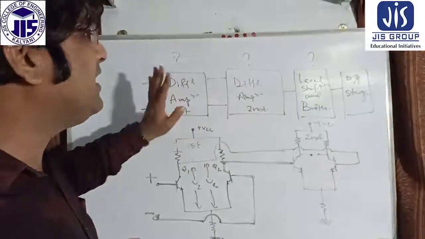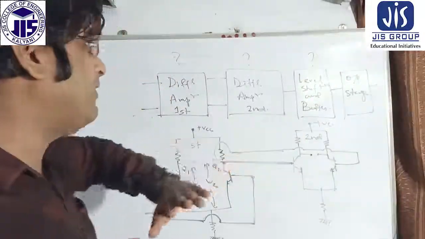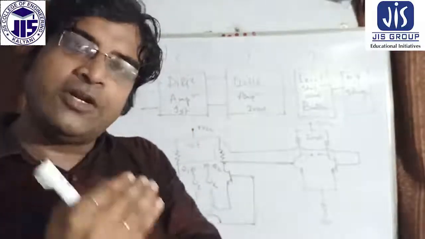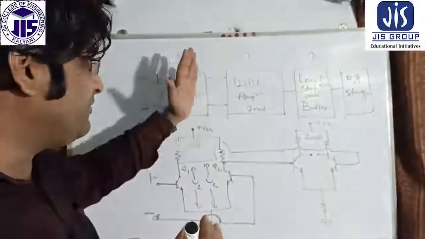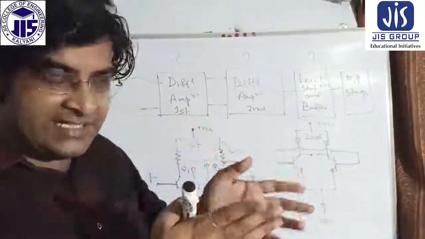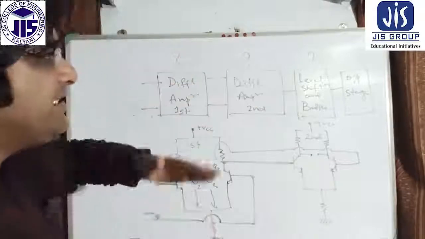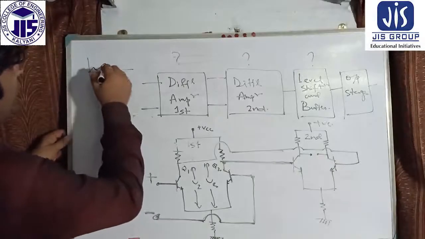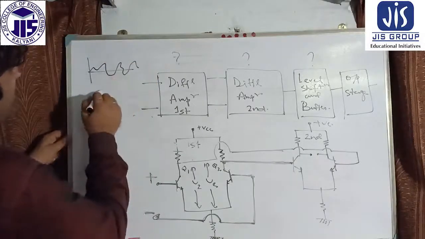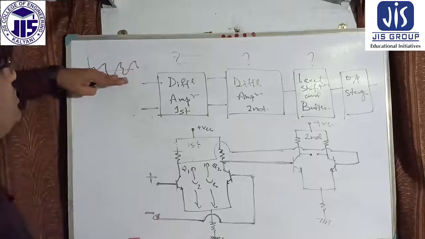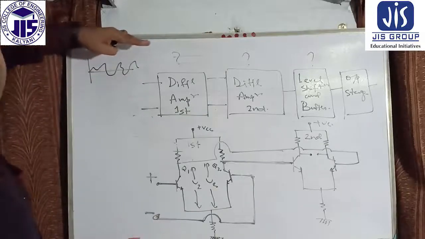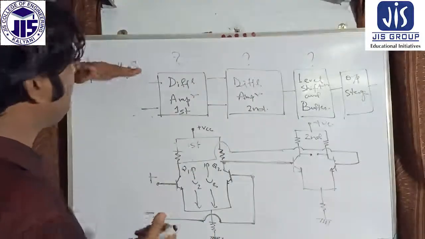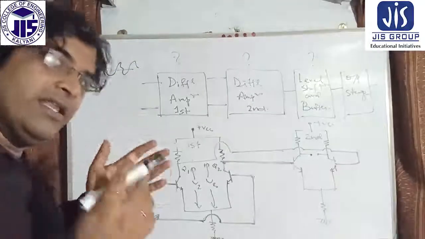After these two differential amplifiers we will go for the level shifter and buffer. So you can understand the work of the differential amplifier inside the op-amp: first differential amplifier, second differential amplifier, cascaded. Then the level shifter. Level shifter means DC level shifting. Suppose there is an AC signal like that, and I want to shift the DC from this position to this side, just changing the DC level. That is called level shifting. We can level shift to the upper side and the lower side also.